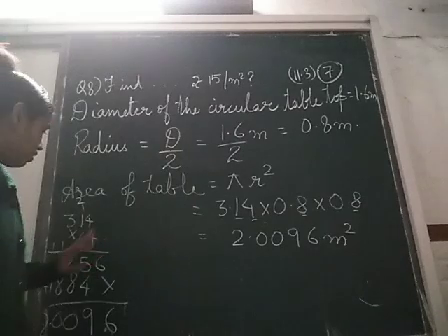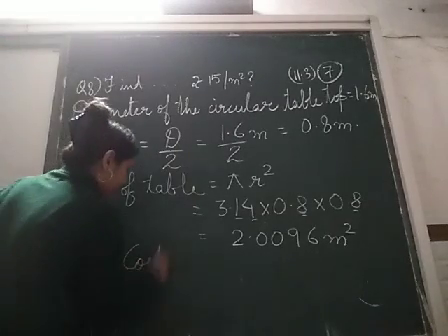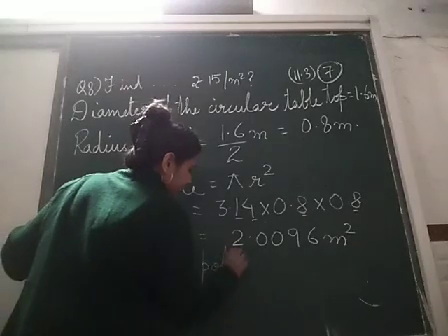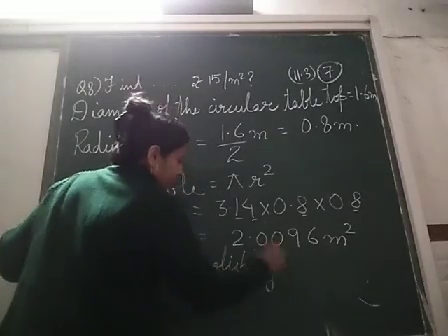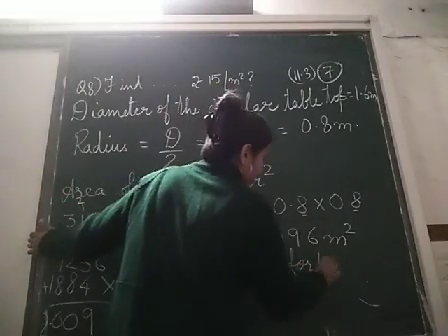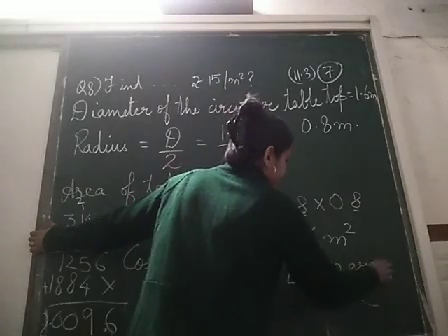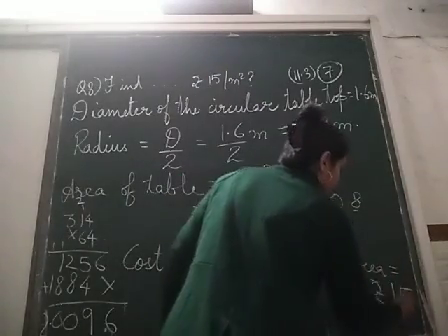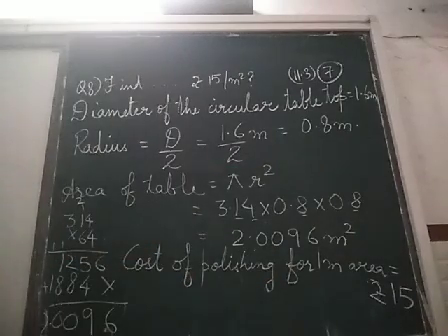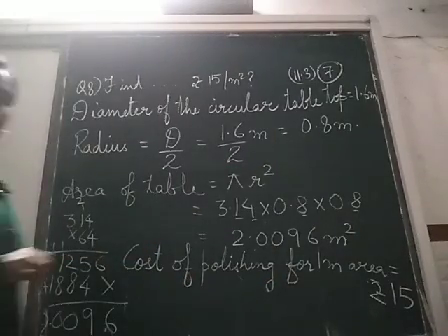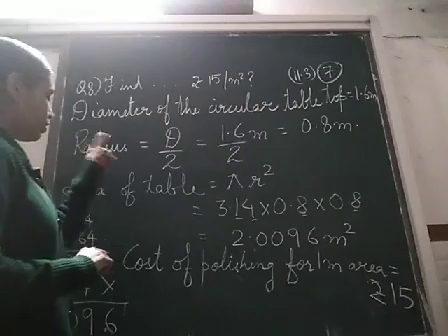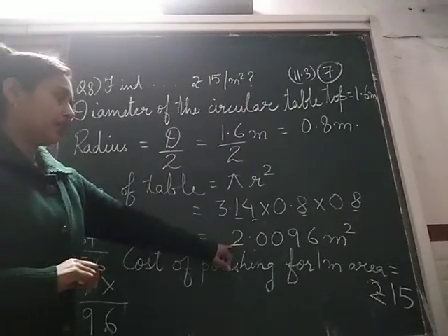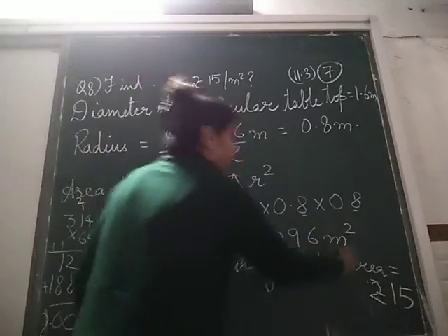Now we have to find out the cost of polishing. So first we will write for 1 meter. Cost of polishing for 1 meter area is given how much? Rupees 15. And now we have to find for the total area. So now we write cost of polishing for 2.0096 meter square.